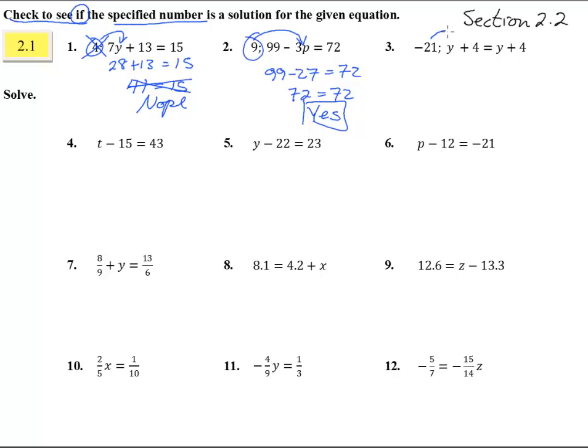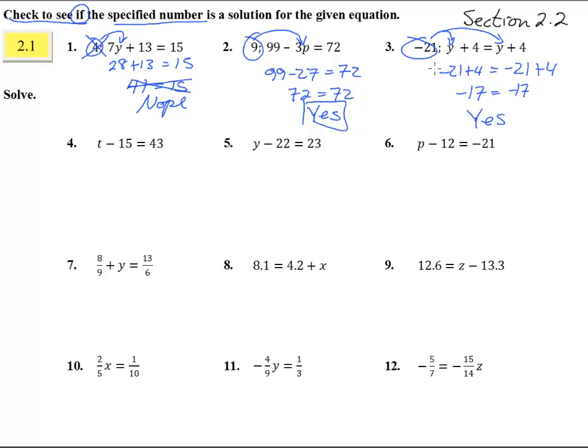Stick negative 21. Notice there are two y's in this guy, so we stick it into both places. We get negative 21 plus 4 equaling negative 21 plus 4. Is that a true statement? Negative 21 plus 4 is negative 17. And on the other side, indeed, we have a negative 17. That could have worked for just about any number, but we're just supposed to check that one. And we get, yes, it is a solution.